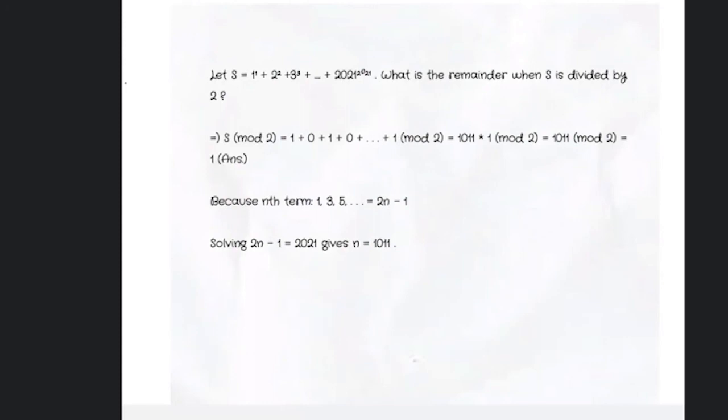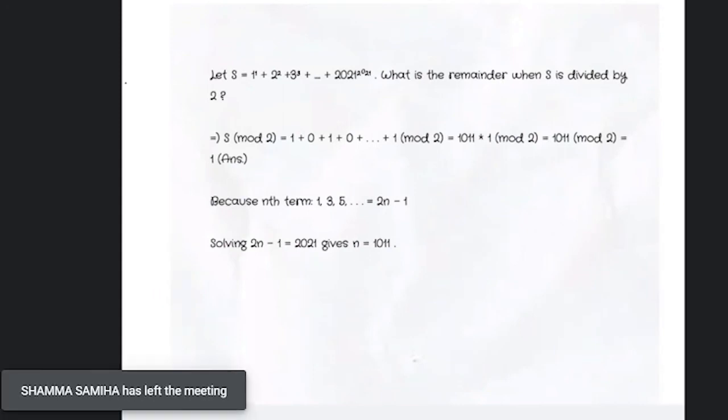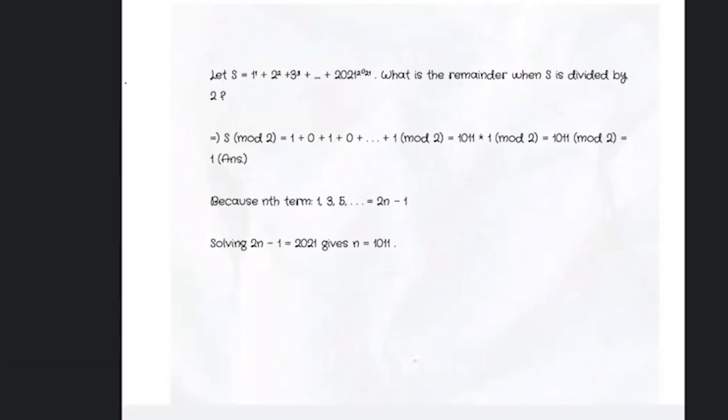So we know that since odd numbers give 1, the nth term of 1, 3, 5, which is the nth term of odd numbers, is 2n minus 1. Our last term is 2021, so solving 2n minus 1 is equal to 2021 gives n is equal to 1011. So there are 1011 ones. So 1011 times 1 is 1011. Taking that mod 2, that is, dividing by 2, we get a remainder of 1. So which means that dividing s by 2, we have a remainder of 1. I think it was pretty simple.